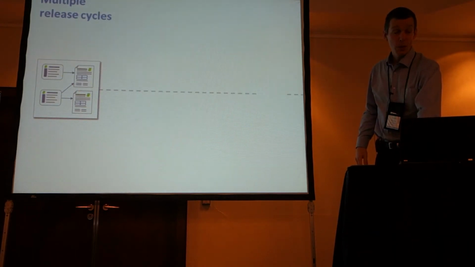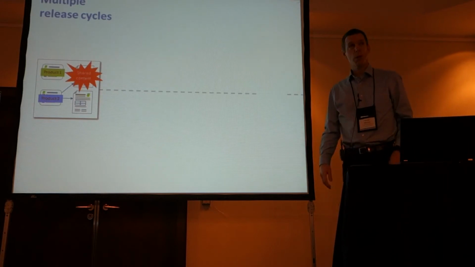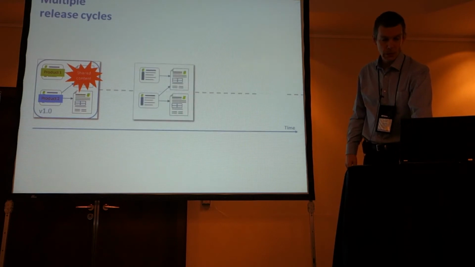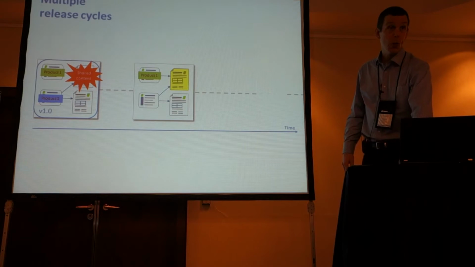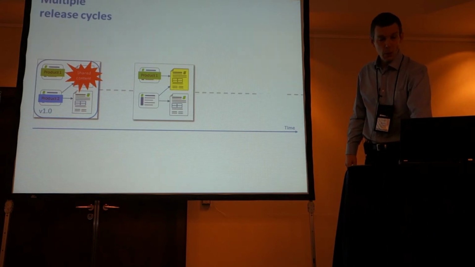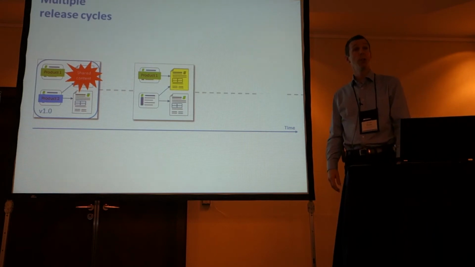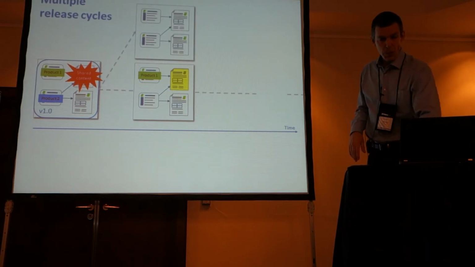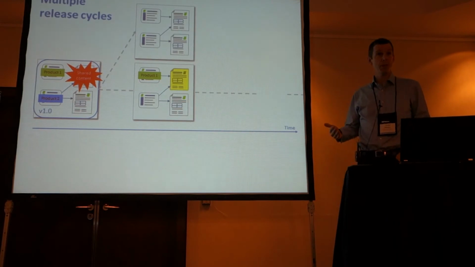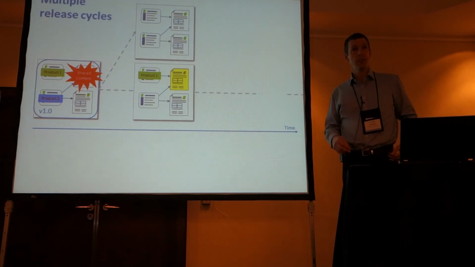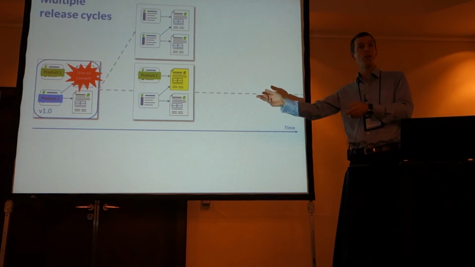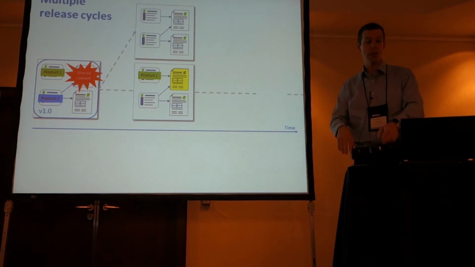Then the third scenario was multiple release cycles. So again, same example. We've got two products that share some content, a topic. We're working on product 1, and we need to release product 1 first. But at the same time, we need to start work on product 2, which is going to be released later. I don't want the changes that I'm going to do for product 2 for the later release to go into my early release.